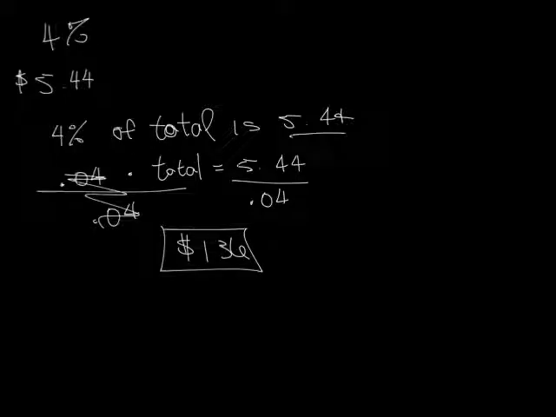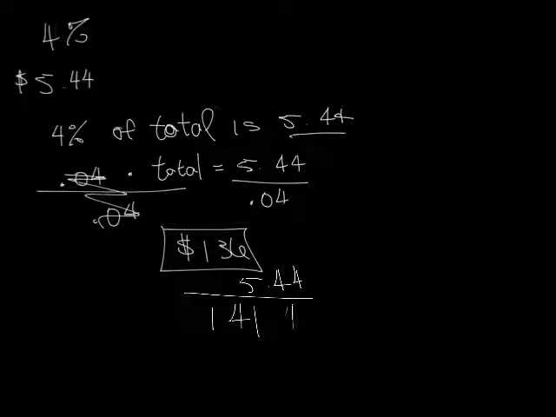And that's what they're asking. Make sure you read the question, what they're asking for. They're not just asking how much the bike was. It says, what is the total price? How much money did you have to pull out of your wallet? Well, the $136 for the bike plus the $5.44. So we're going to add that $5.44 to that and get $141.44 is actually how much money you had to give for that bicycle.